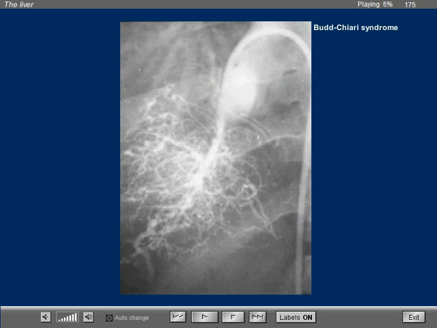This is another example of Budd-Chiari syndrome. Note that the catheterization of the hepatic vein shows numerous venules that are opacified from different areas of the liver, and the loss of the normal appearance of the intrahepatic veins. This image again is pathognomonic of Budd-Chiari syndrome.